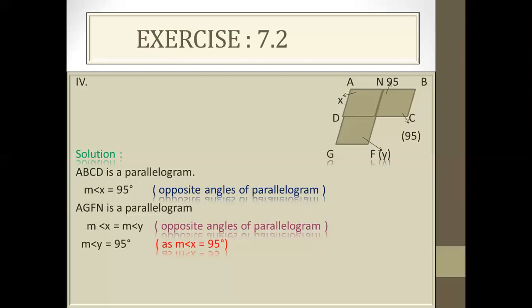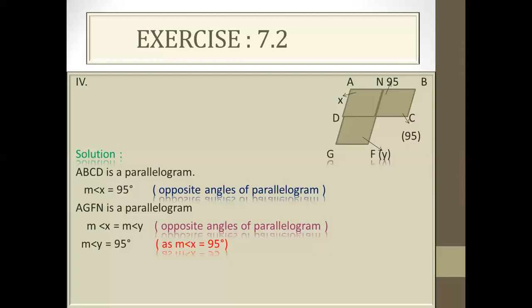Now come to the other parallelogram, which is AGFN. In the book, they didn't mention N, but in my diagram, I mentioned that there is N on AB. This is another parallelogram, and in this, AN is parallel to GF, and AG is parallel to FN. According to the angles, angle A is equal to angle F and angle G is equal to angle N.